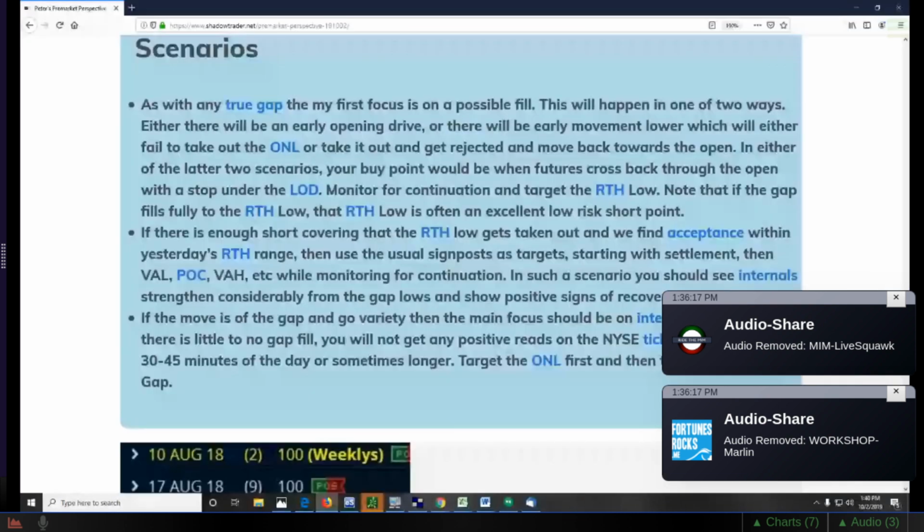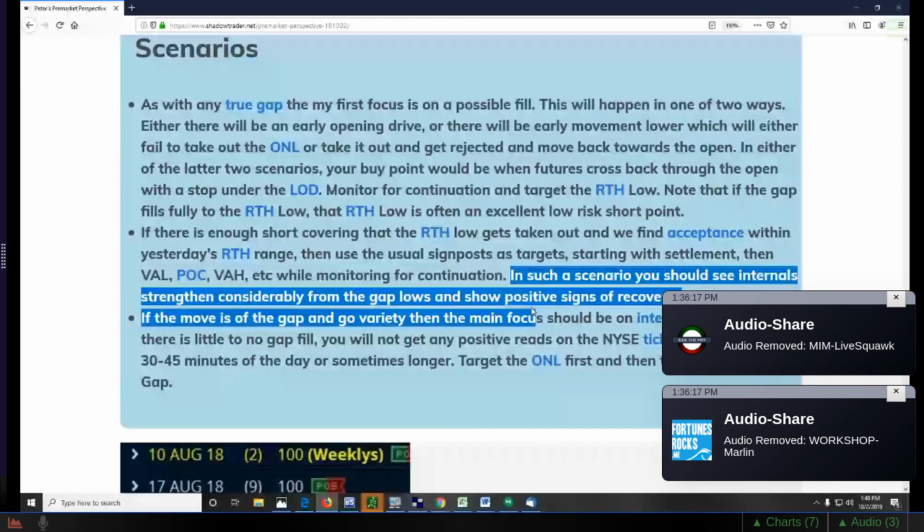So you want to be looking for continuation. If you get into the range, say, okay, can I make it to value area low? Could I make it to the settlement? Could I make it to the POC, et cetera? Those are your signposts for continuation that you would look at. In such a scenario, you should see internals strengthen considerably from the gap lows and show positive signs of recovery. What exactly does that mean?